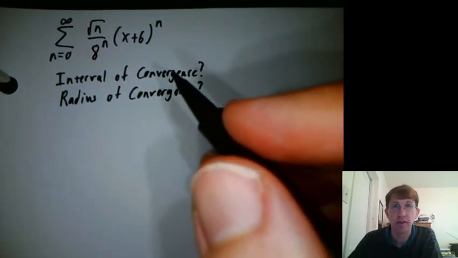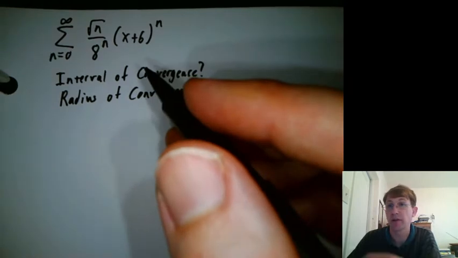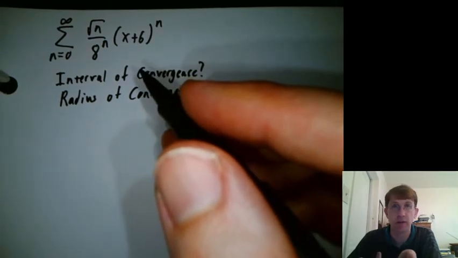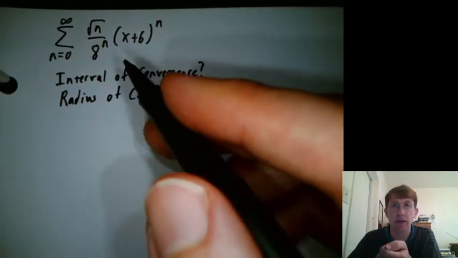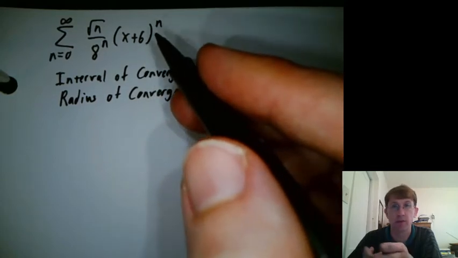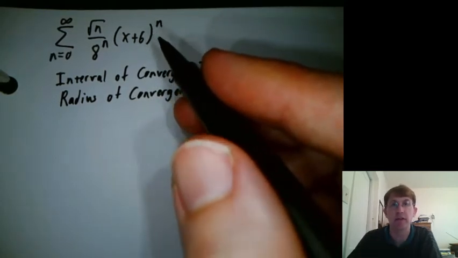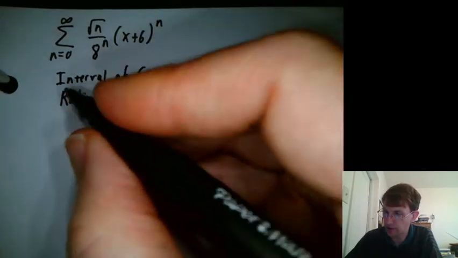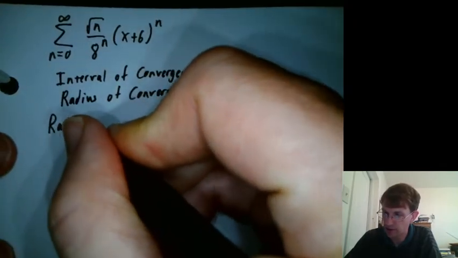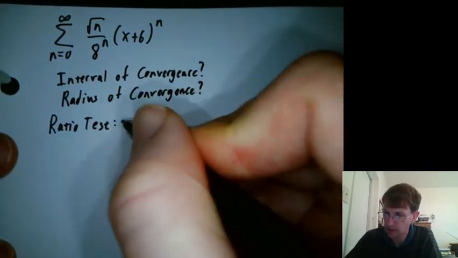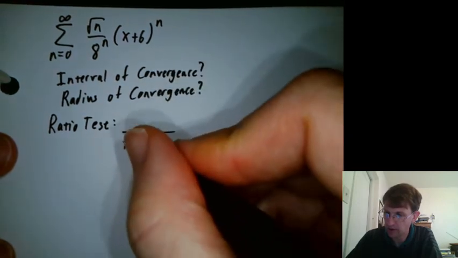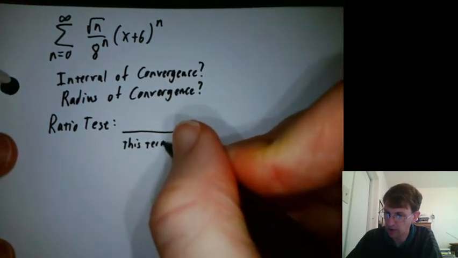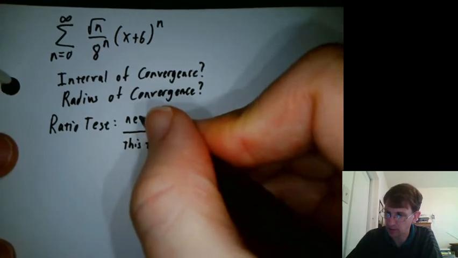Ratio test, maybe that's a pretty good tool for power series because they often involve factorials, so we can't use the integral test. They often involve power functions like this, which work reasonably well. We get nice cancellation with the ratio test. So let's try ratio test. So again, we'll do this term underneath the next term.